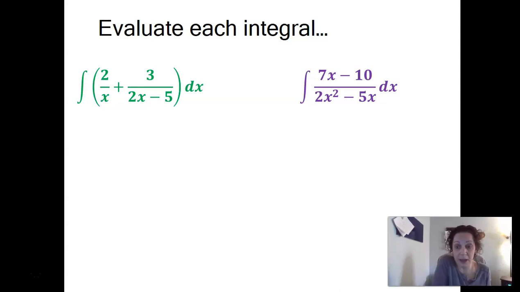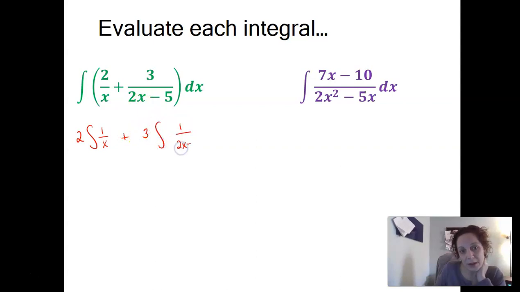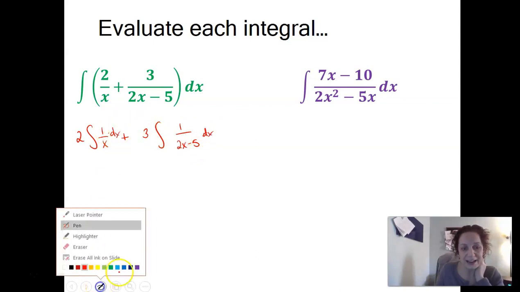Okay. If we take a look at the integral on the left, the green one, it may not look like a whole lot of fun, but it is integrable, which is a word that I can never say, able to be integrated, because what we really have are just some 1 over u's. So I'm going to break this into two integrals. I can take the 2 out, and I have a 1 over x, so that's just an ln of x. And then over here, I can take the 3 out, and I have a 1 over 2x minus 5, which isn't ready just yet, but I can get it there.